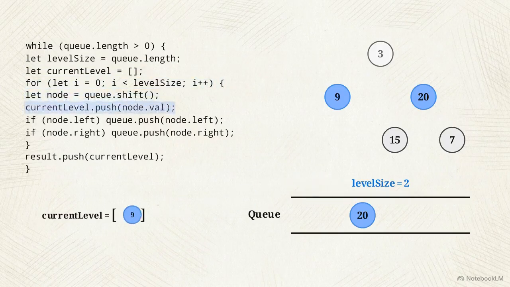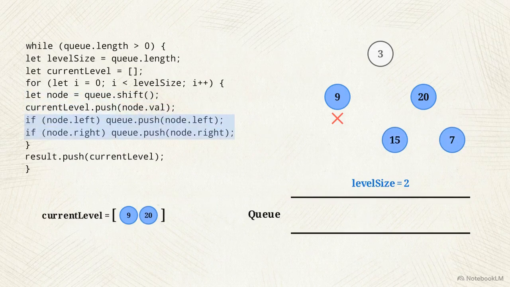The snapshot size is 2. Our inner loop runs twice. It pops the 9, sees no children, and moves on. Then it pops the 20. Both values are recorded into a new nested array.